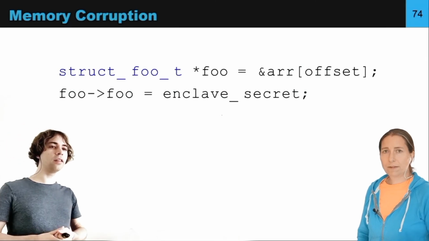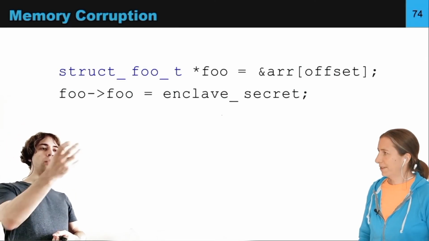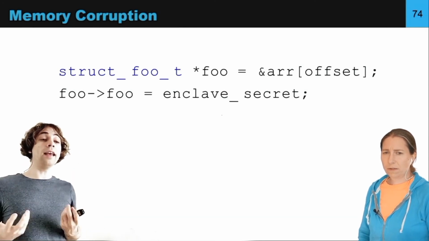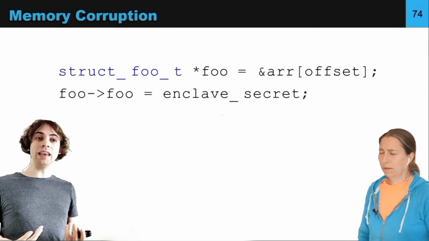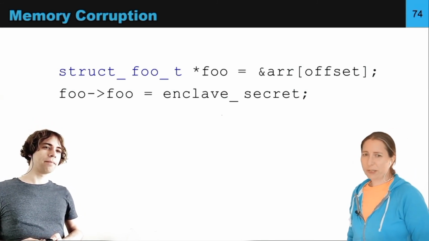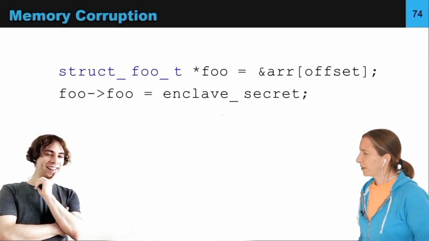For instance, if you take a simple code snippet like this, we take a pointer to some array offset, and then we want to store something there, an enclave secret, maybe a secret key or something. But Daniel, what's that got to do with it? There's no multiplications in there. That's just pointer arithmetic. That's right.